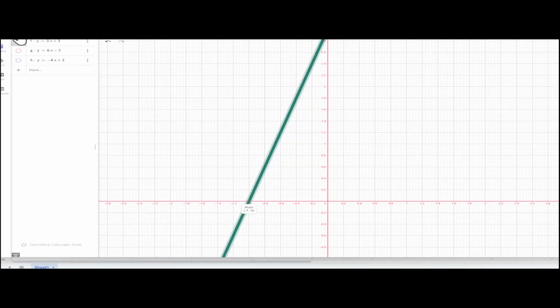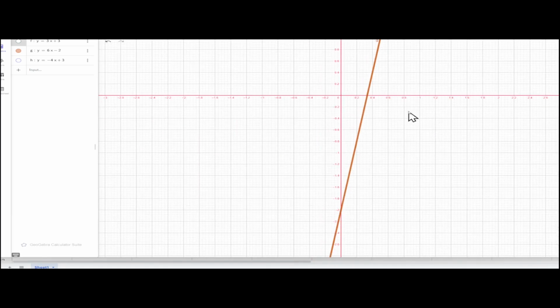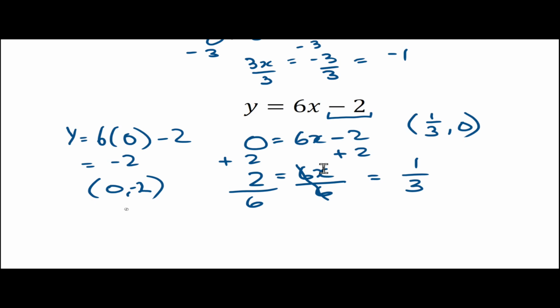And then on GeoGebra, we're going to zoom out a bit. So here it is here. The root, which is the x-intercept, is 0.333, so 1/3, 0, and the y-intercept is at 0, -2. And let's do one more.